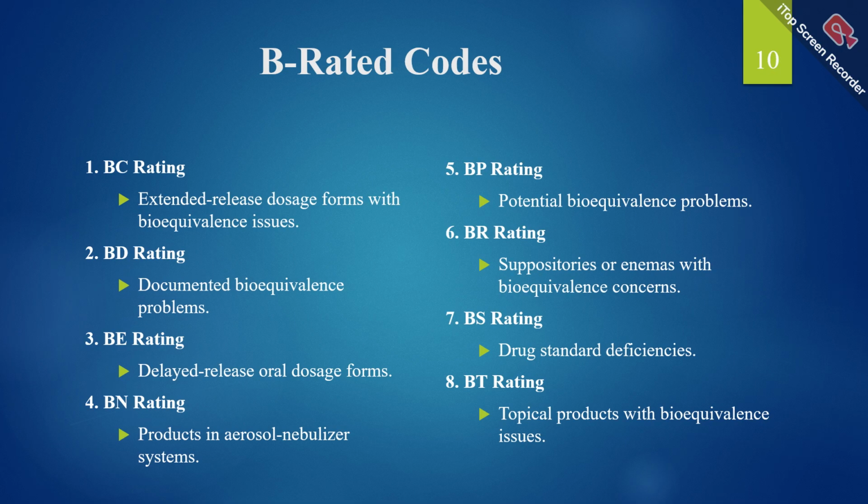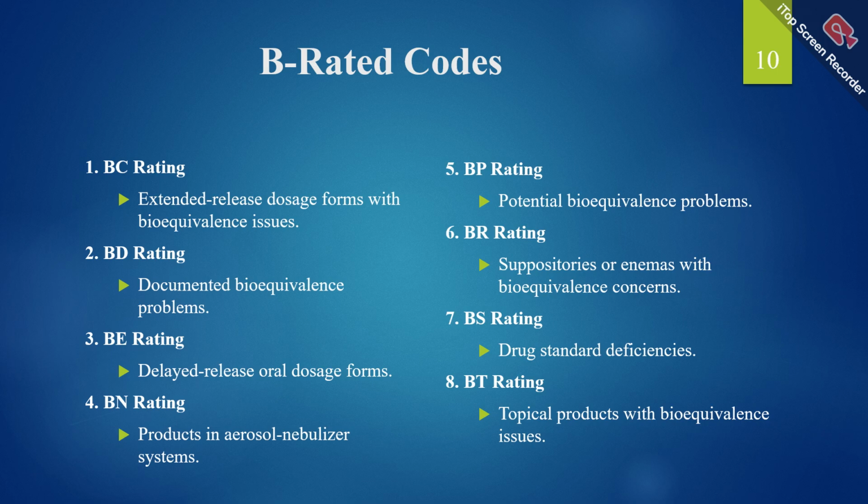Next, B-rated drugs. B-rated drugs means the first letter B, which FDA currently considers not to be therapeutically equivalent to other pharmaceutically equivalent products. If the first letter is B, this means that at the time of approving, FDA doesn't have any evidence for the bioequivalence studies, so that will be designated as a B-rated drug. In that we have different types: BC rated, BD rated, BE rated, BN rated, all those. These are based on the dosage forms only.